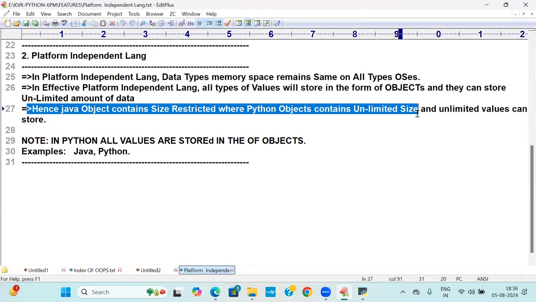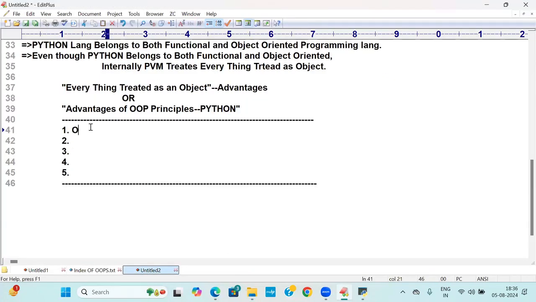Though both of them are objects, a Python object stores what? Unlimited amount of data. I showed Java code as well as Python code, executed and shown. So my conclusion is, this was already explained. If you don't remember, I can't do anything. An object can store a large volume of data, especially in connection with Python. I'm talking purely at the coding level.